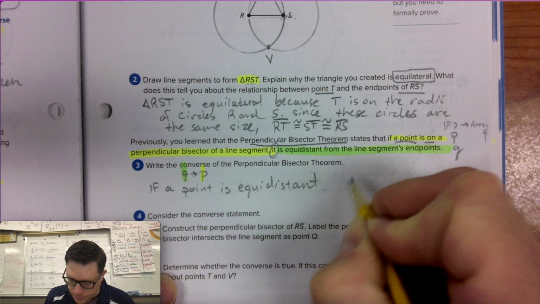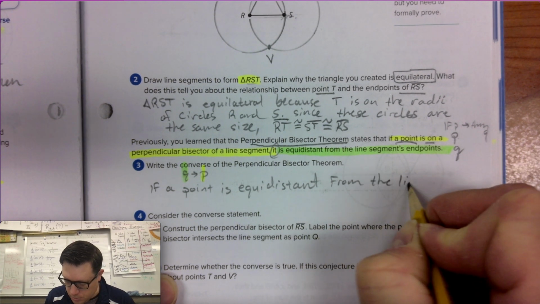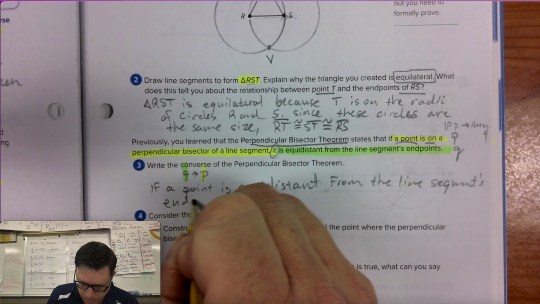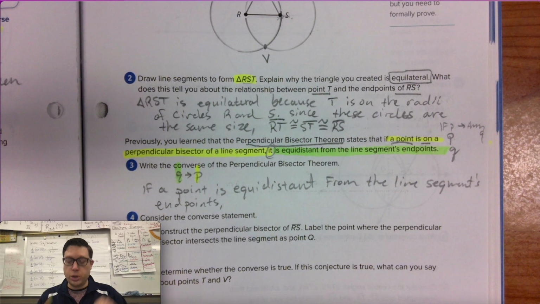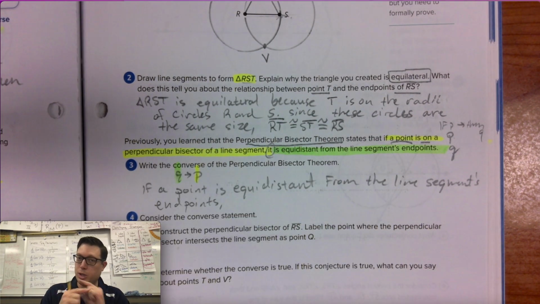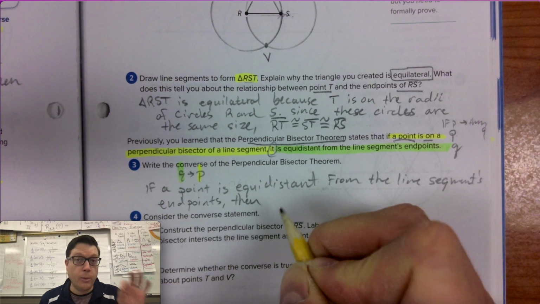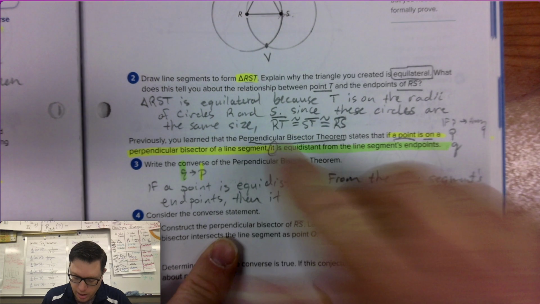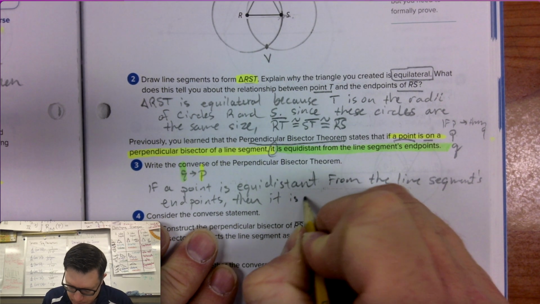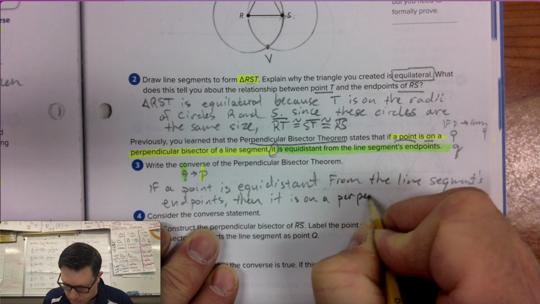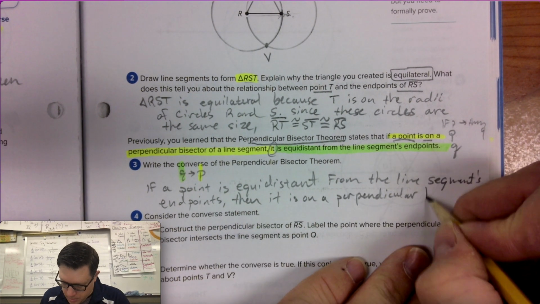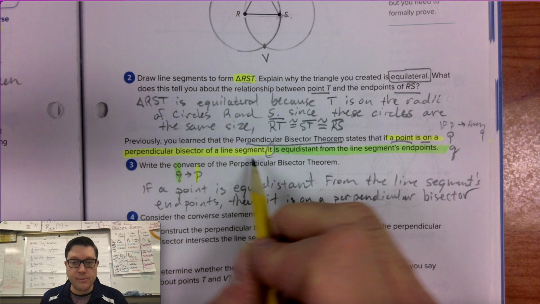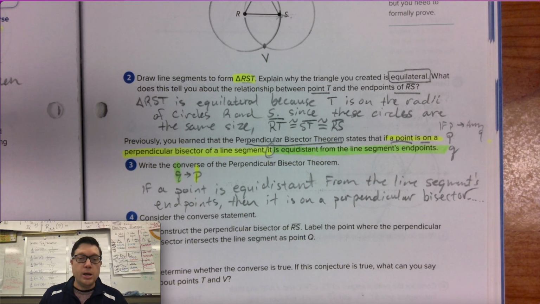Let me write all that. That's the conclusion of the original statement, but the converse says switch them. Then, now we can use it instead of a point. Then it is on the perpendicular bisector. That's the converse. I should finish it out of a line segment, but I'm just going to say, like, you got that part. Let's consider the converse statement.